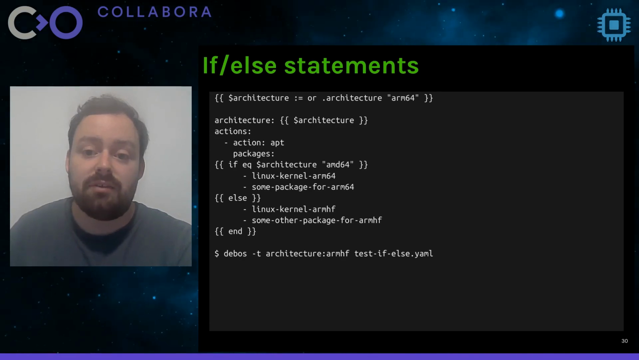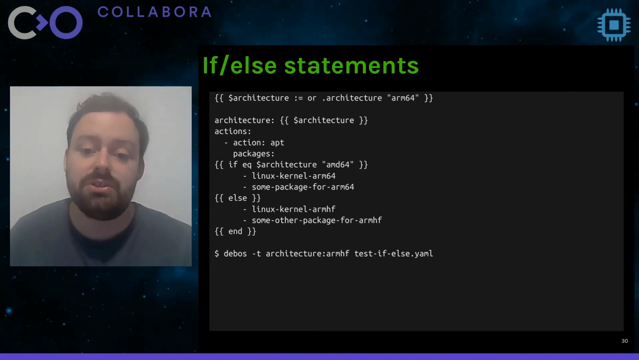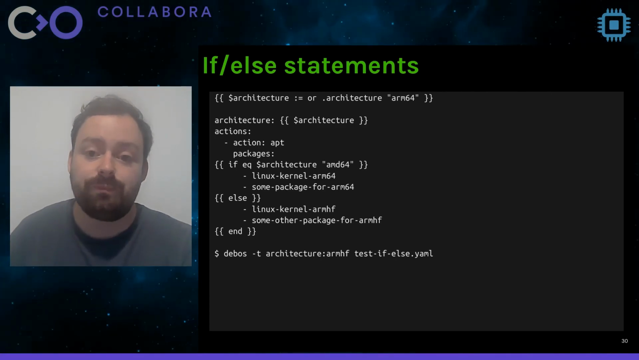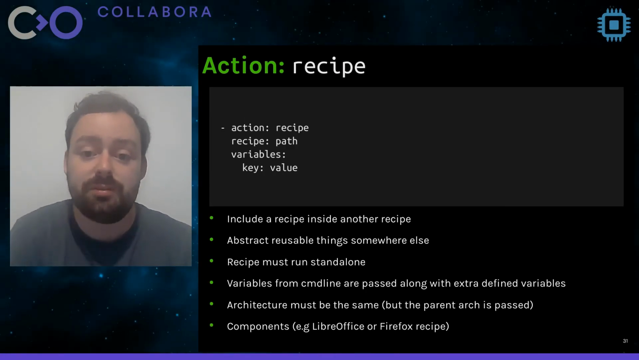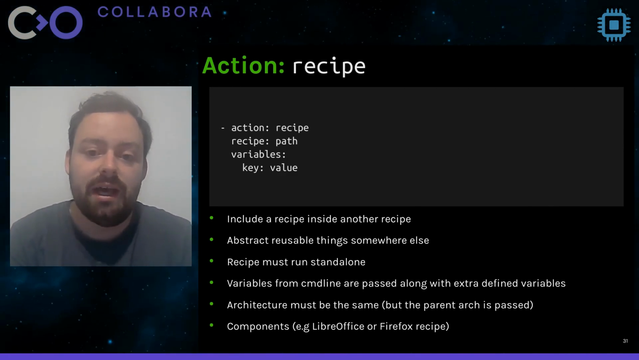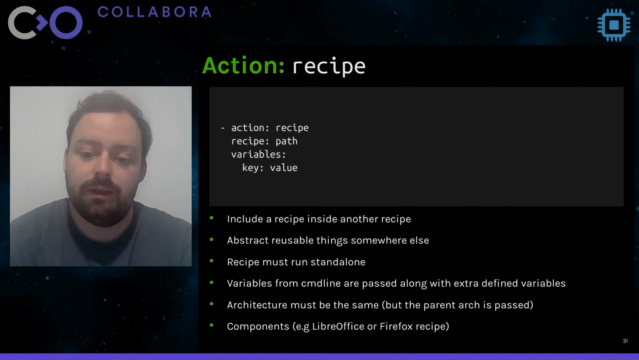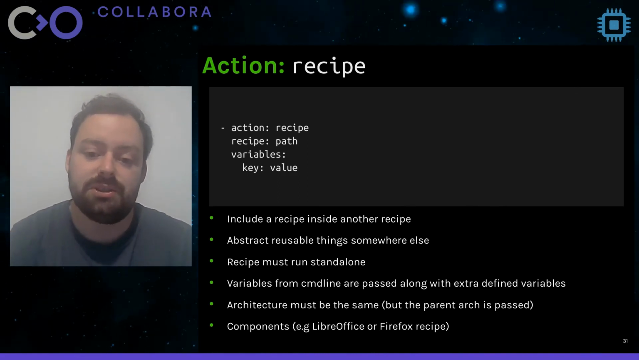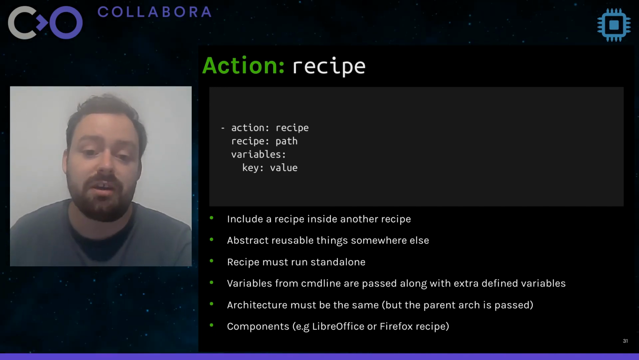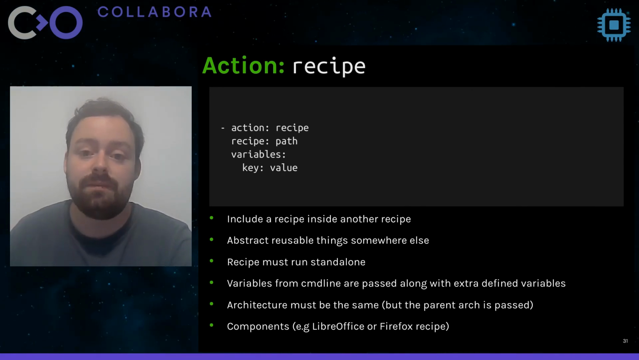Also, the scripting allows you to do if-else, so in this example, you can install different packages based on what architecture you're running, which is quite useful. You can also run recipes inside recipes using the recipe action. You can also pass variables into these other actions, and the variables from the command line are also passed in. So that allows you to abstract reusable things into a different recipe, which is quite nice.